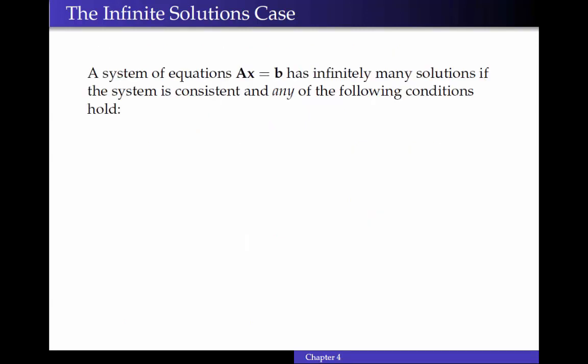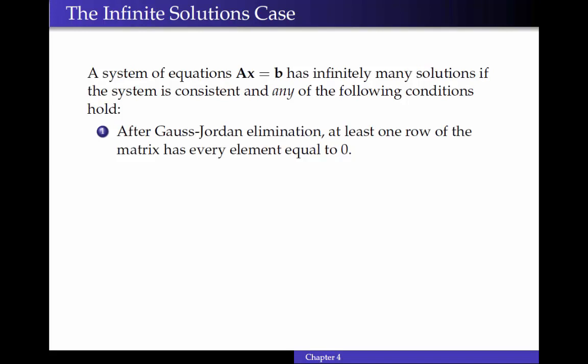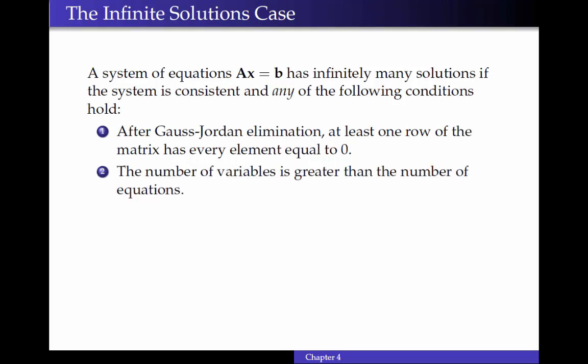So a system of equations, Ax equals b, will have infinitely many solutions as long as the system is consistent, so you don't have that situation with a row of zeros and a non-zero number on the right-hand side. As long as the system is consistent and any of the following conditions hold. After Gauss-Jordan elimination, you have at least one row of the matrix with every element equal to 0. If the number of variables is greater than the number of equations. If one of the equations is a linear combination of the others.